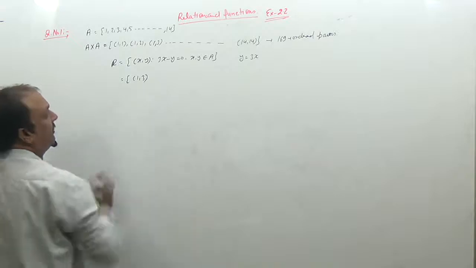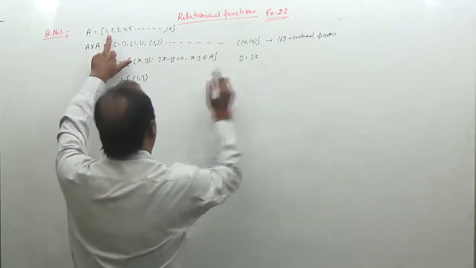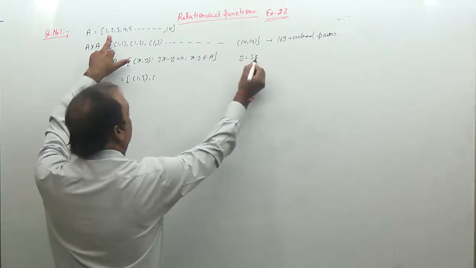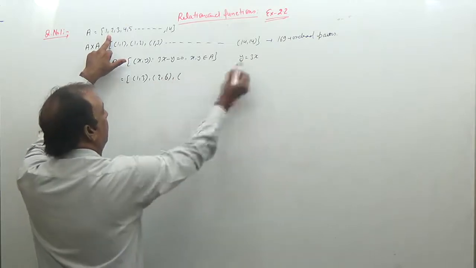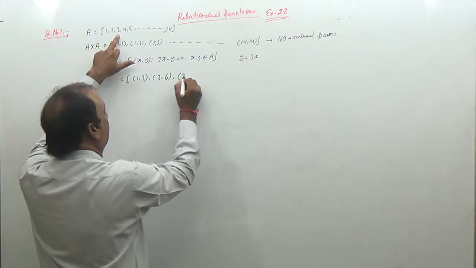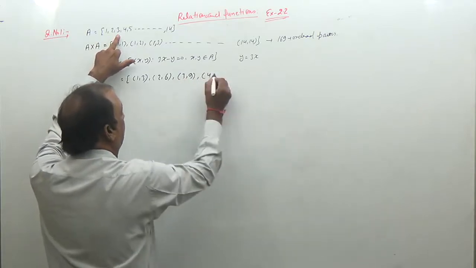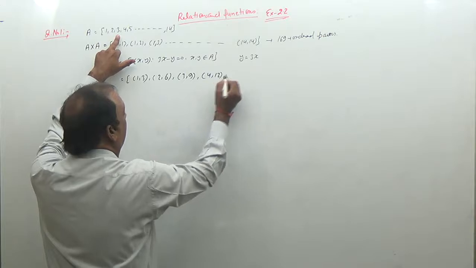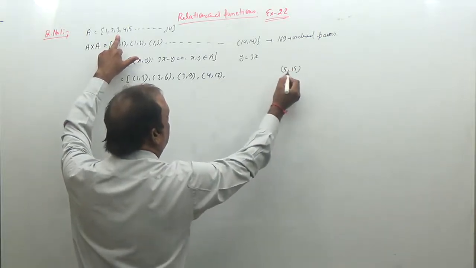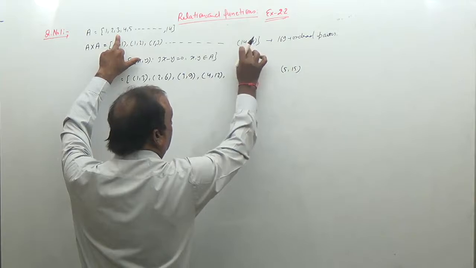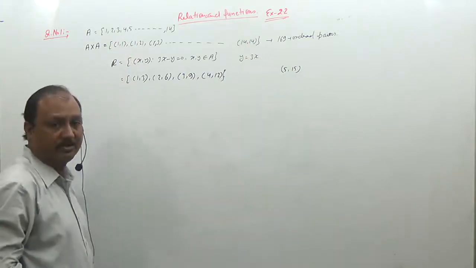One ordered pair is (1, 3). When we take x is equal to 1, y is equal to 3. Second, when we take x is equal to 2, y is equal to 6. When we take x is equal to 3, y is equal to 9. Next, when we take x is equal to 4, then it is 12. Next, when we take x is equal to 5, this one is 15. But the ordered pair (5, 15) is not applicable in this Cartesian product. So this will be the last ordered pair.